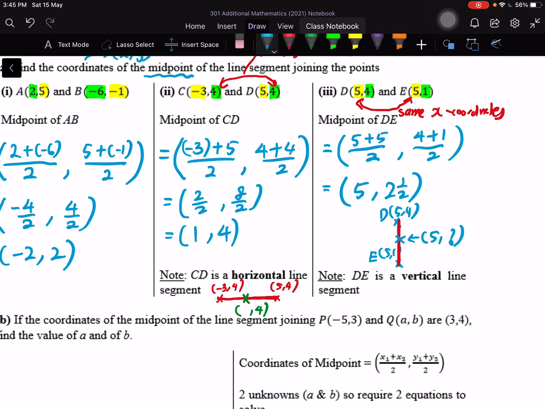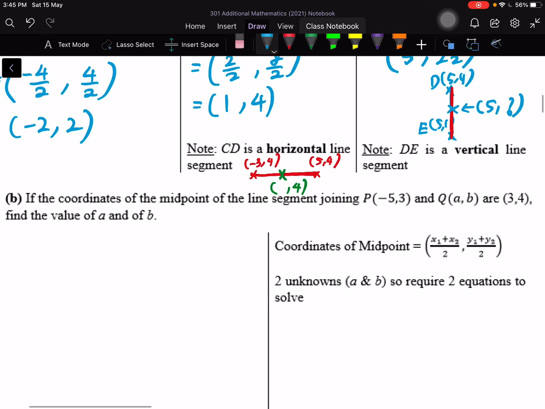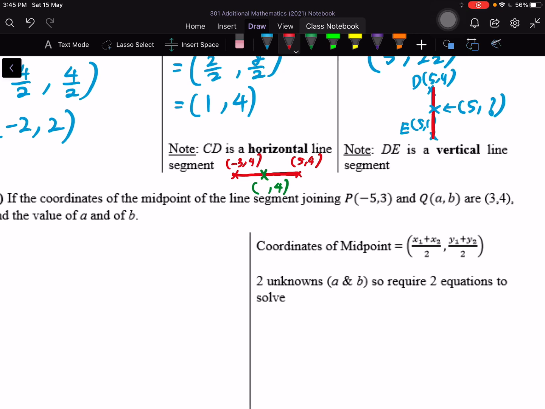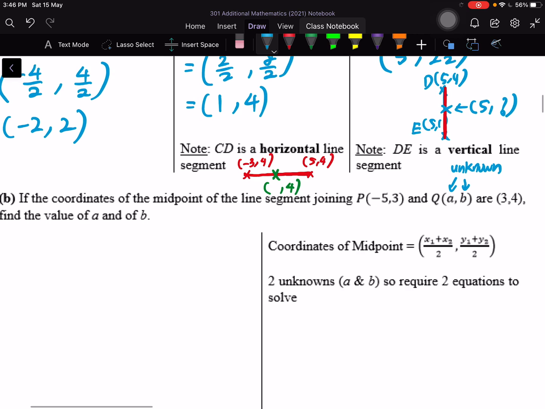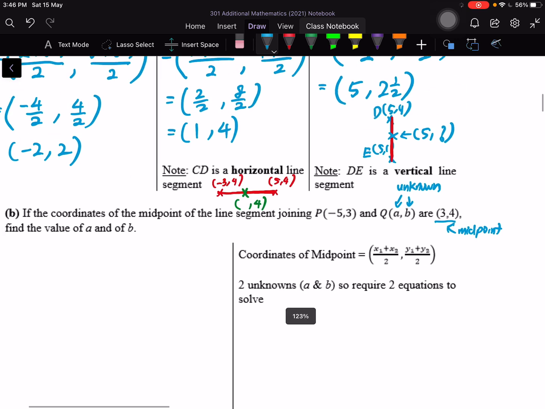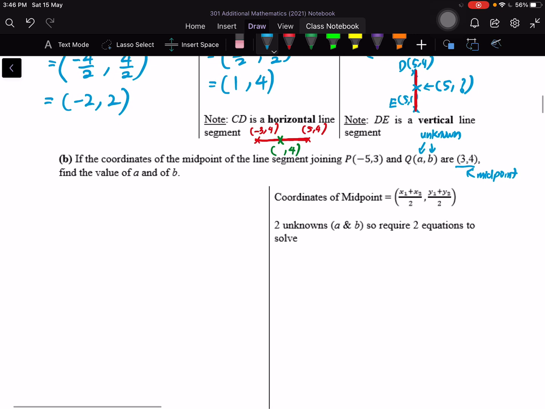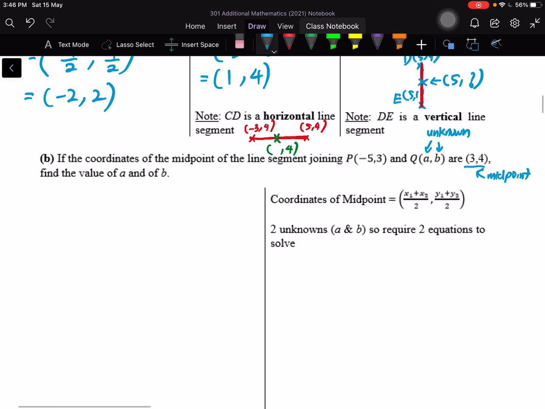Okay, now let's take a look at B. Let's read the question first. The coordinates of the midpoint of the line segment joining P and Q are given. P is (-5, 3), but Q is (A, B), which are unknown. But we know that (3, 4) is the midpoint. Your job is to find the values of A and B. So let's start with what we know. We know that (3, 4) is the midpoint of P and Q.